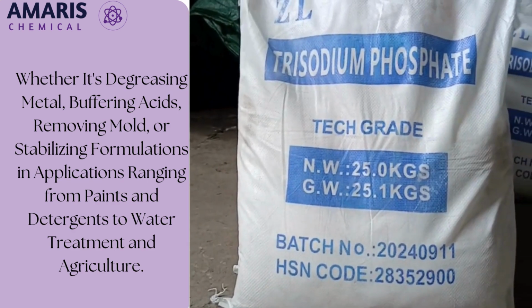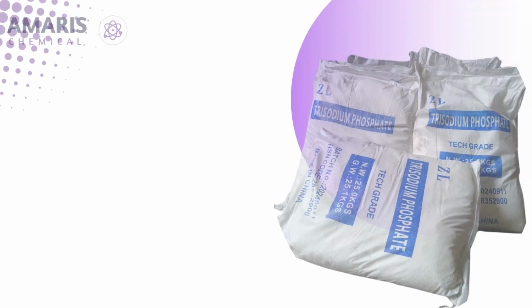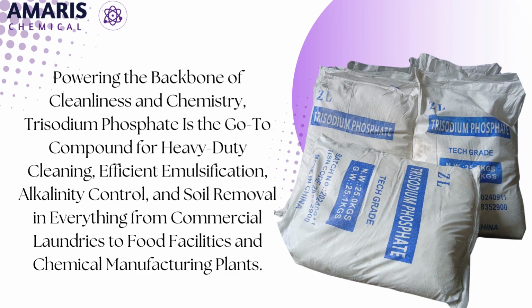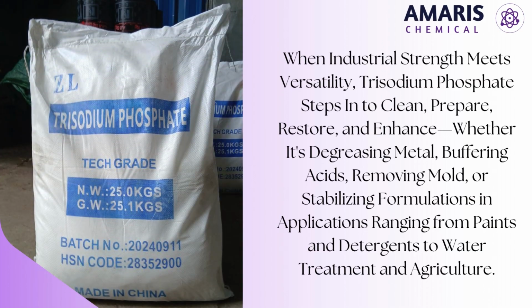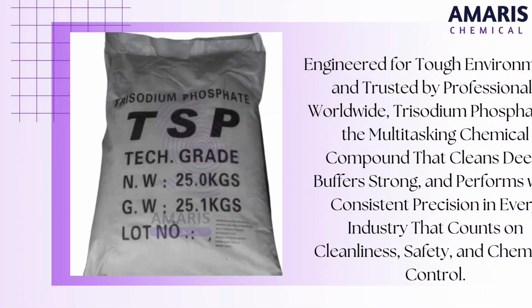Its chemical properties also make it an effective buffering agent in water treatment systems, helping to stabilize pH and prevent corrosion in pipelines and boilers. In the food industry, food-grade TSP is used as an emulsifier, thickening agent, and preservative, and plays a vital role in meat processing by improving water retention and texture.